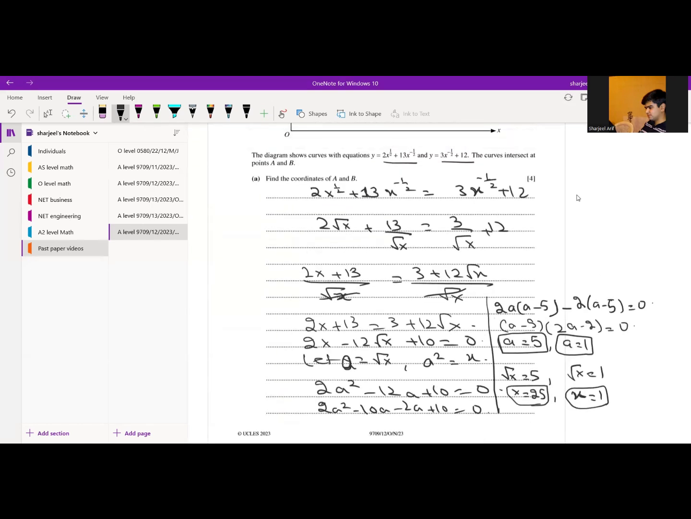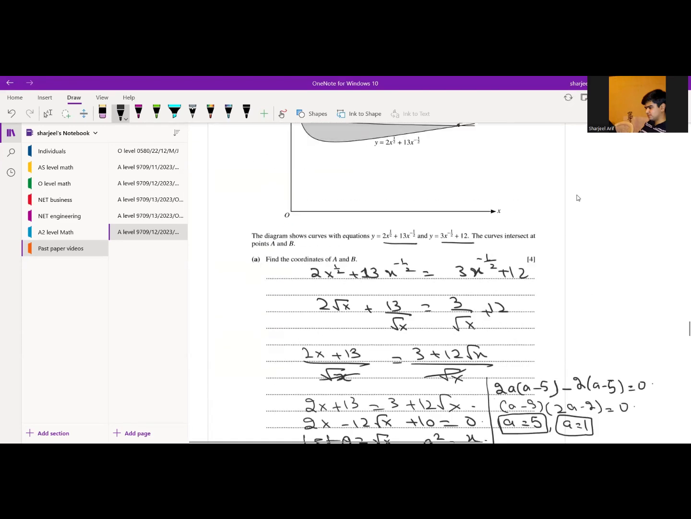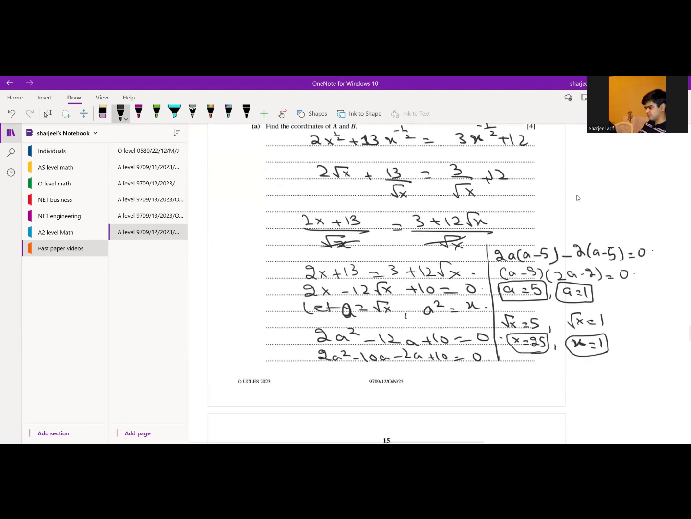Now we have to find the values of y. So we can substitute it in any of the equations. So we will get the value of y. If x equal to 25, y will be 2 under root 25 plus 13 times 25 power minus 1 by 2. So we will get y equal to 12.6. And when x is equal to 1, y will be equal to 15. So the two coordinates will be: a will be 25 and 12.6, and b will be 1 and 15.